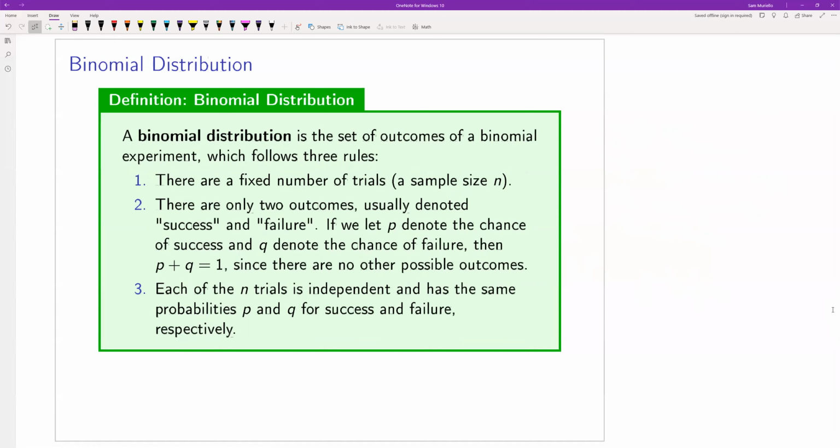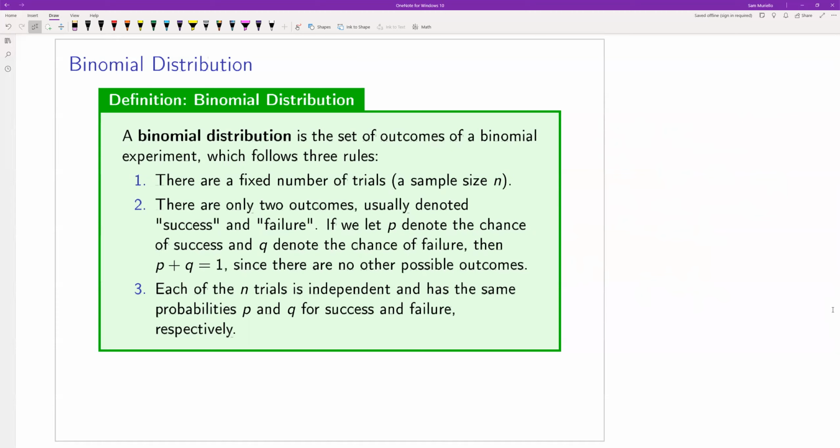And the idea here is that we've got something that can only go one of two ways. Flipping a coin or voting for a president, ignoring independent candidates. All of these different things can either be one of two things, heads or tails, Democrat or Republican. There's two possible outcomes.